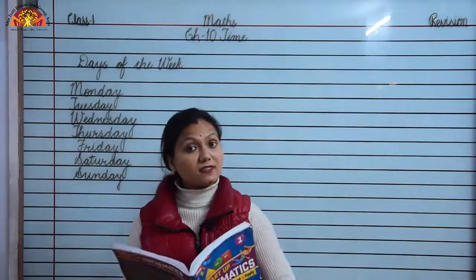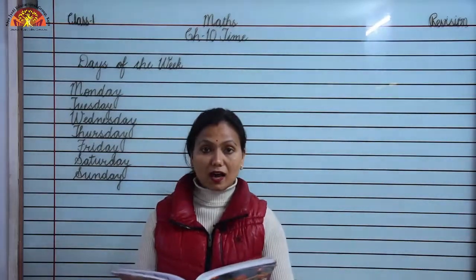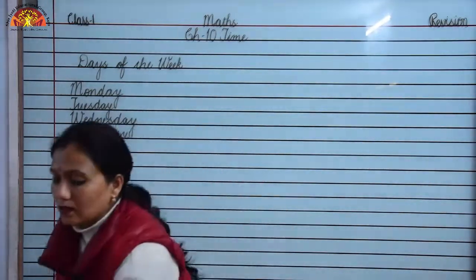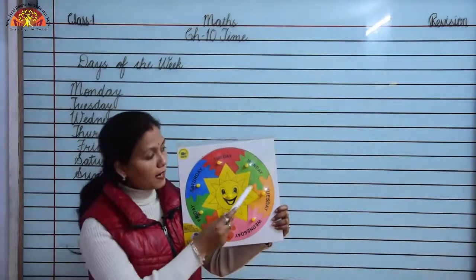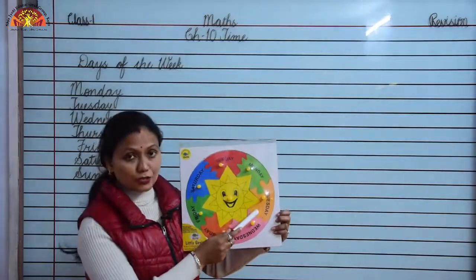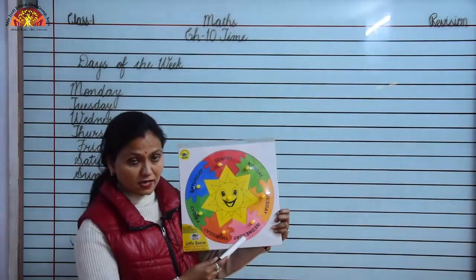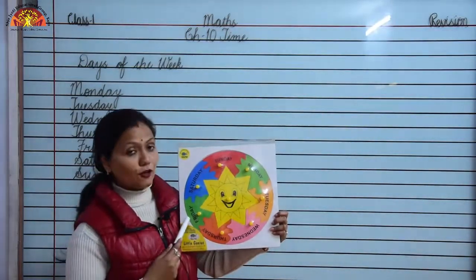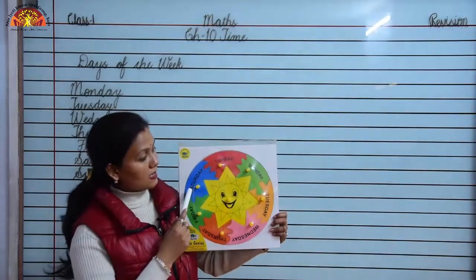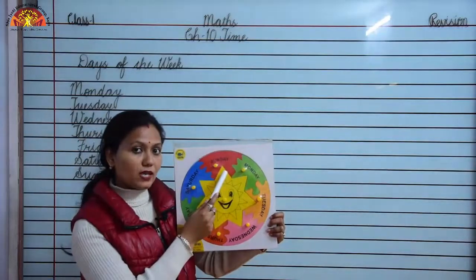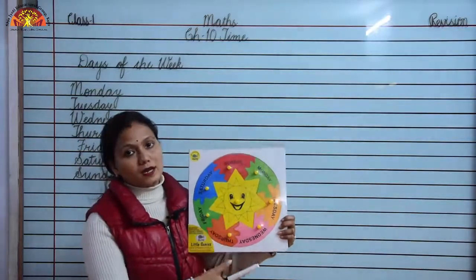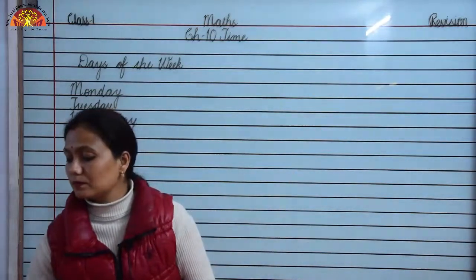So how many days are there in a week? There are 7 days in a week. So first day of the week is Monday, then Tuesday, Wednesday, Thursday, Friday, Saturday, and which is the last day of the week? Last day of the week is Sunday. Now let's see on board.